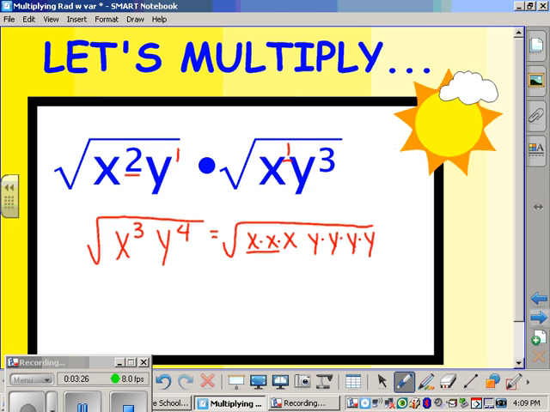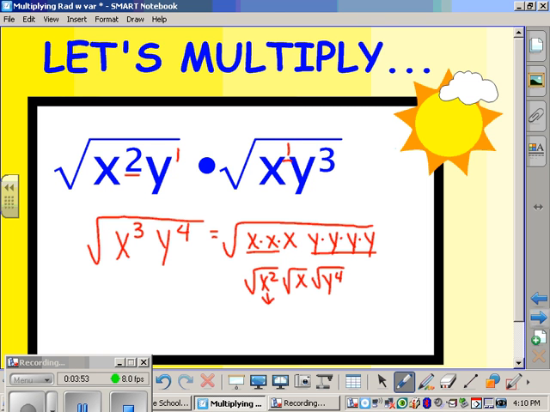For the x's, since it has an odd exponent, we want to split it up into x squared and x, so that at least part of it is a perfect square. Now the y's we can just leave alone as y to the fourth because its exponent is already an even number, which means it's already a perfect square.